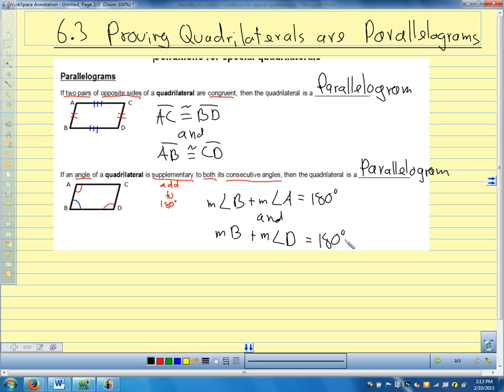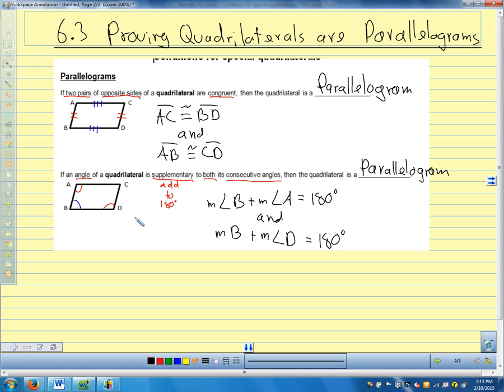So both pairs of consecutive angles. And I could do it with any set. I just chose that particular one. That's enough information to guarantee us that our quadrilateral is a parallelogram. All right, we good there? All right, let's look at the next two.